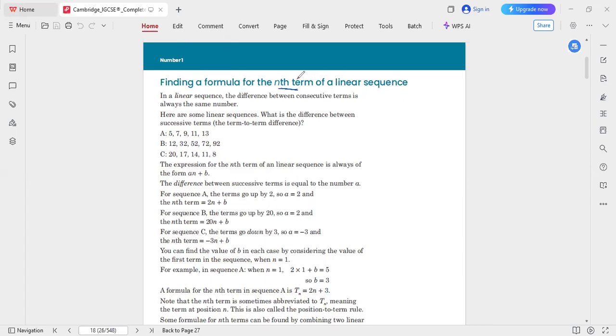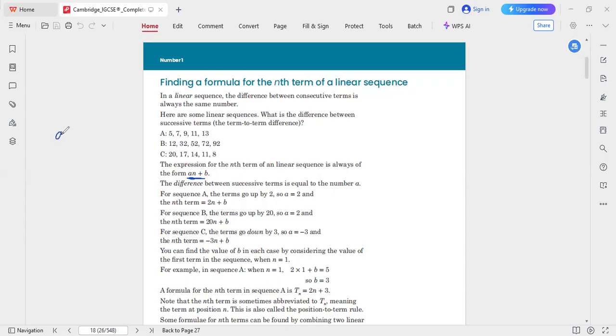So the nth term is basically a general term. By using that general term, you can find any term of the sequence. Either you can find the 100th term of the sequence, or the 1000th term of the sequence. Any term you can find using the nth term, which is a general term. Okay, so every sequence can have an nth term.